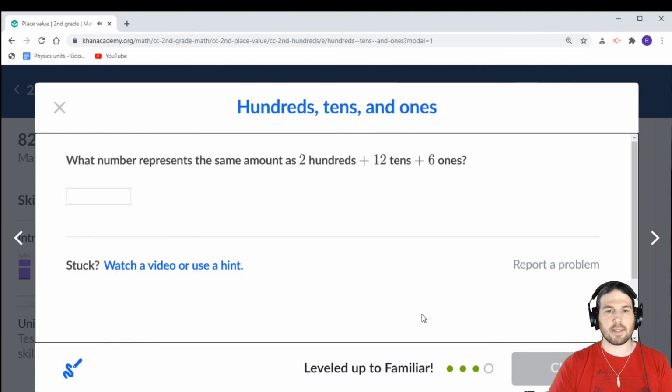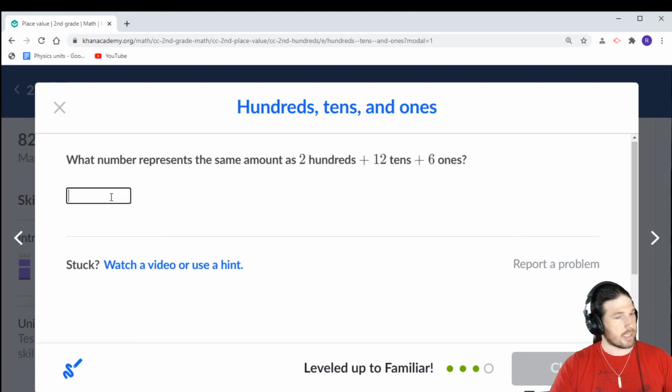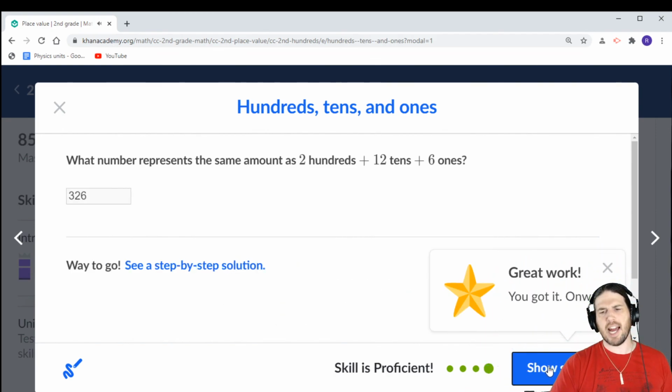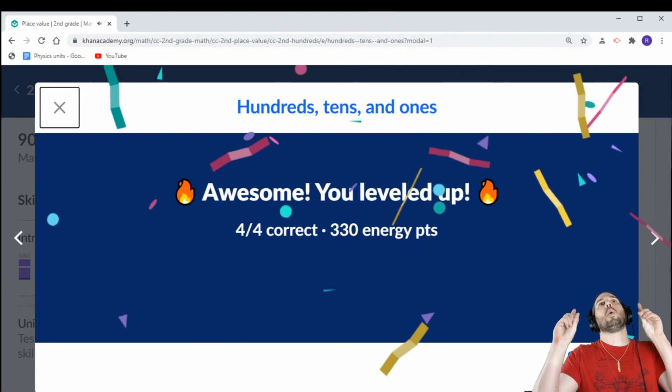What number represents the same amount as 2 hundreds plus 12 tens plus 6 ones? Well, I see 326. Yes.